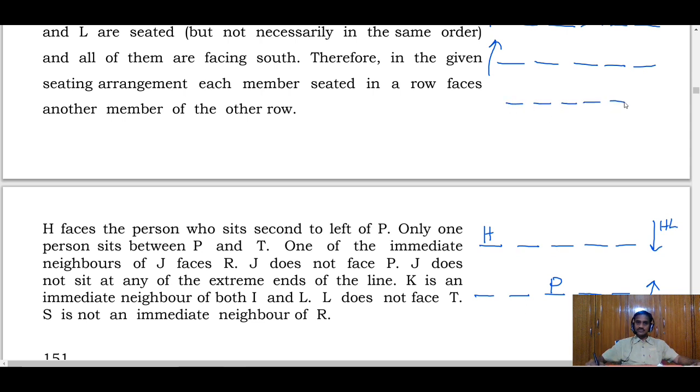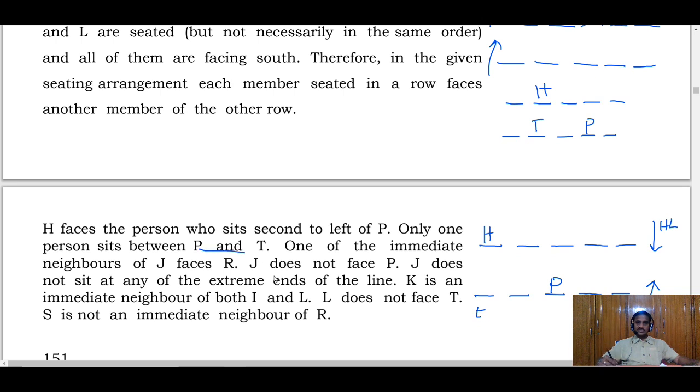Only one person sits between P and T. Suppose P is here, then H is here. One person between P and T. There is another possibility: if P is here, H is here. One person between P and T, and T can be in these two places. And next one, only one person between P and T.